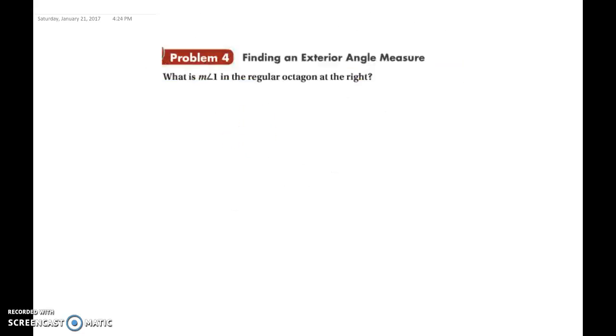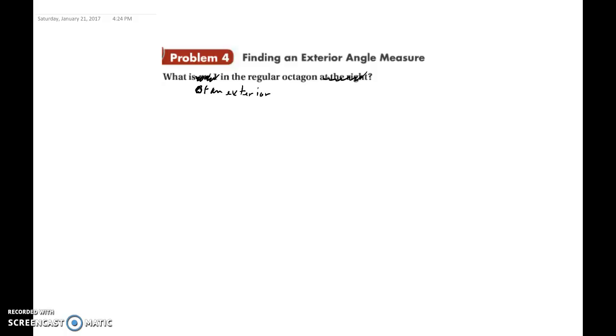All right, so now let's do a problem. Now it says, what is the measure of angle 1 in the regular octagon at the right? So I forgot to put this picture on here. So let's just cross this out, and let's just say, what is the measure of an exterior angle in a regular octagon? All right. So this goes for just any regular octagon. So when it's regular, remember, all of our sides are congruent and all of our angles are congruent. And what it also means is all of our exterior angles are congruent as well.